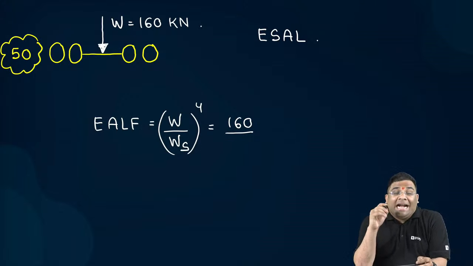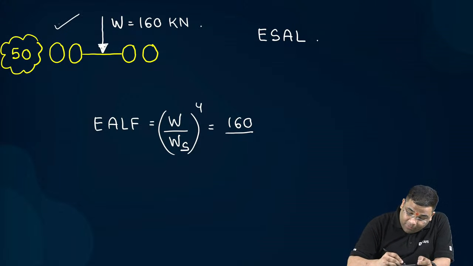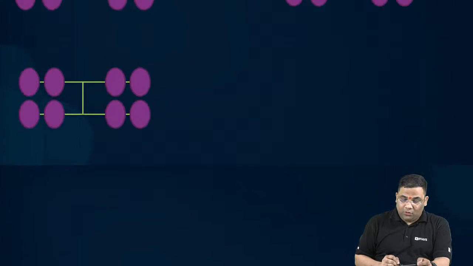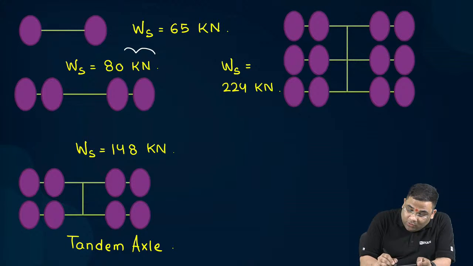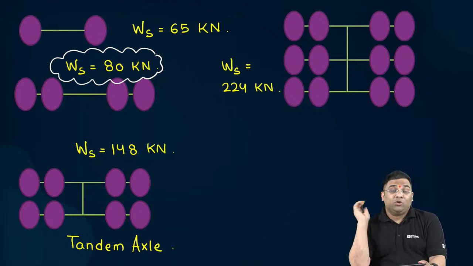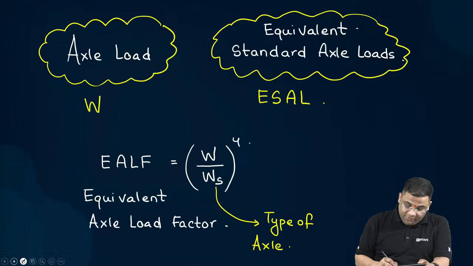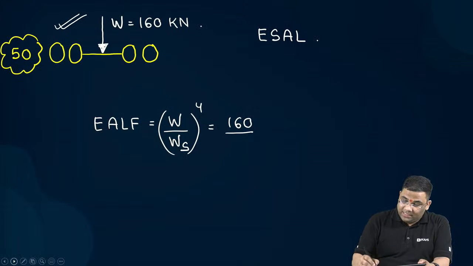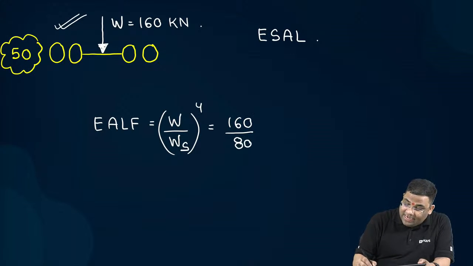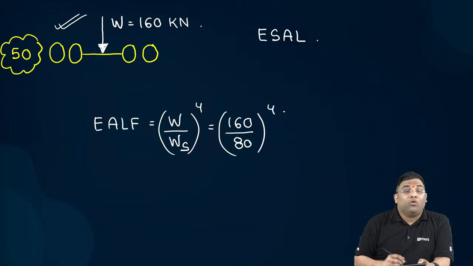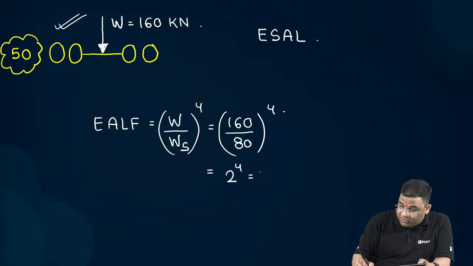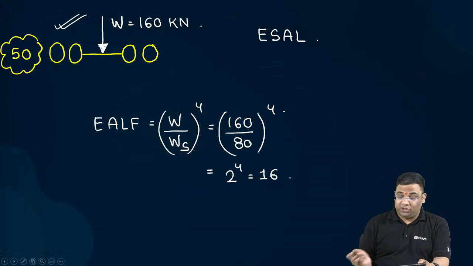And what is the standard axle load for this type of axle load? Yes, we have seen that, right? For this type of axle load, the standard axle load is 80. So what I will do? I will divide it by 80 and then to the power 4. I'm getting 2 to the power 4. That is 16.